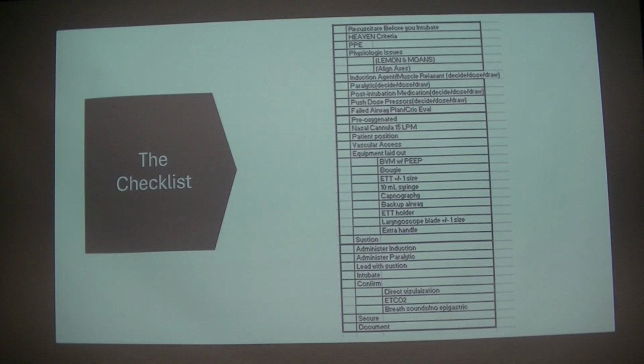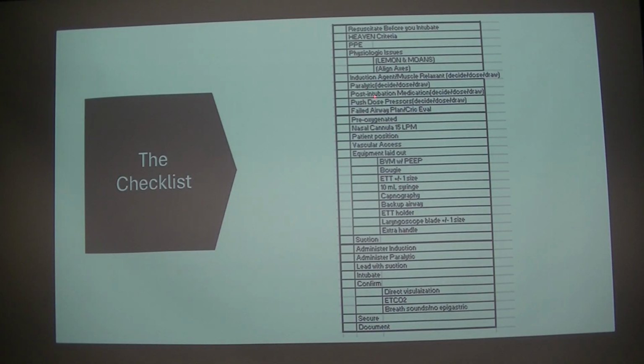so again, going back to the checklist, we want to resuscitate before you intubate, follow the HEAVEN criteria, wear your PPE, be aware of physiologic issues, LEMON and MOANS, align our axes. We want to choose our induction agents and our muscle relaxants. We want to decide on them, dose them, and draw them. We want to do the same thing with our paralytic agents, decide, dose, and draw.